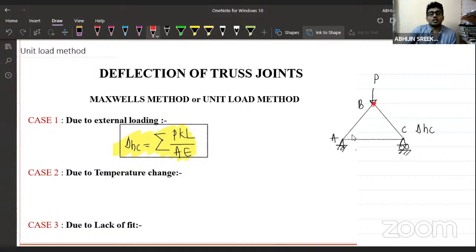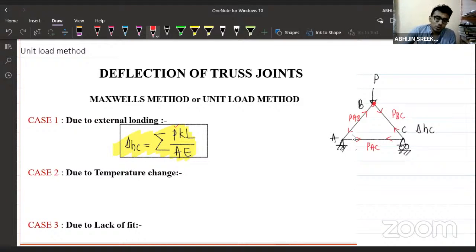What is the value of P here? P is actually the member forces in these members due to the load applied here. The load applied here is P. Due to this, what are the member forces? That is the meaning of P. We'll have some force in member AB, some force in member BC, and some force in member AC. That is the meaning of the P value. I think it's clear, right?